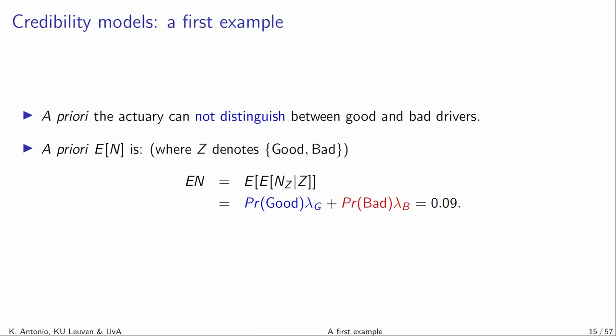So that's what I would charge, or that's what would be my assessment a priori, if I cannot distinguish between who is a good driver and who is a bad driver, if I'm only relying on the global information that I have with, okay, I've got a 40% versus 60% population with bad drivers versus good drivers, and they each have their dedicated lambda. So this would be the situation to start from.